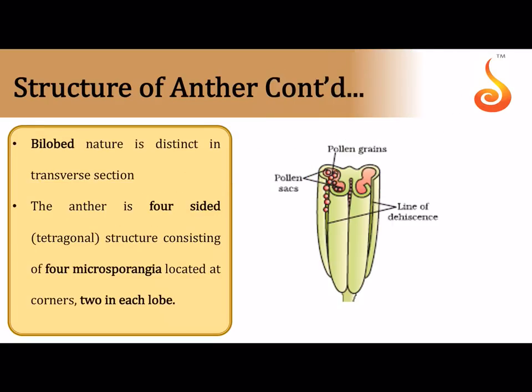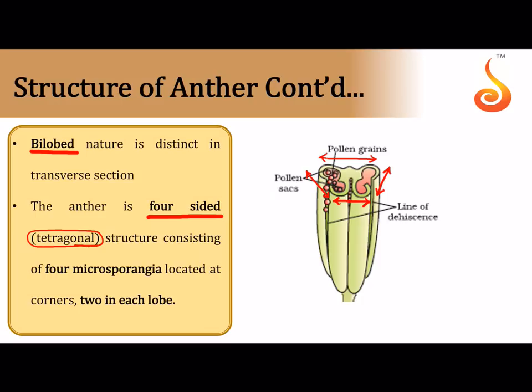Now moving on to the structure of the anther again. I told you that there is a bilobed nature. It becomes very distinct when you take a transverse section of the anther, and the anther appears to be four-sided. Let us highlight the four sides. This is side 1, side 2, side 3, and side 4. So how many sides are there to the anther when you take a section? Four-sided. That's why we say that anther has a tetragonal structure.